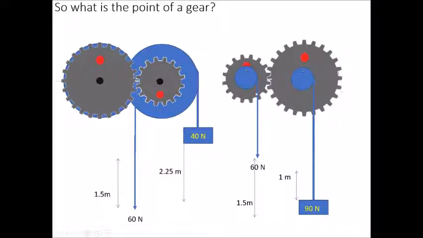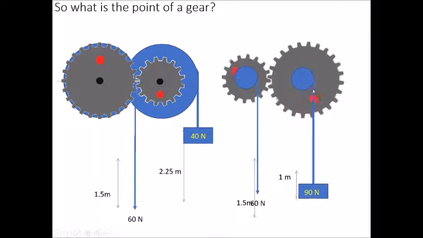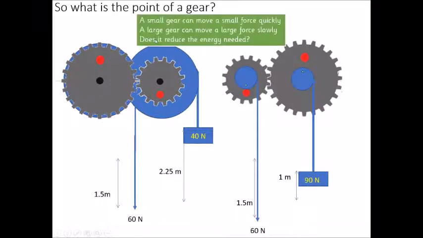If I do this gear around here where we've got a small wheel attached to it, right, the small gear goes around more times than the big gear. So in this case, as this 60 Newton force goes down 1.5 meters again, it can lift this bigger force up by 1 meter. So what can happen is a small gear can be used to move a force more quickly, or a large gear can move a bigger force more slowly.